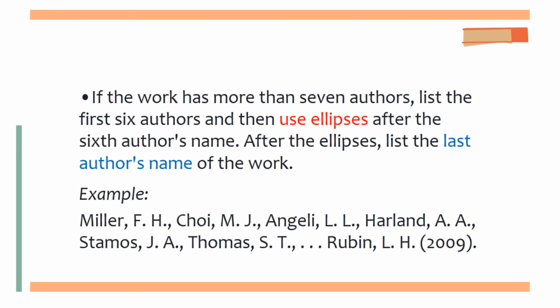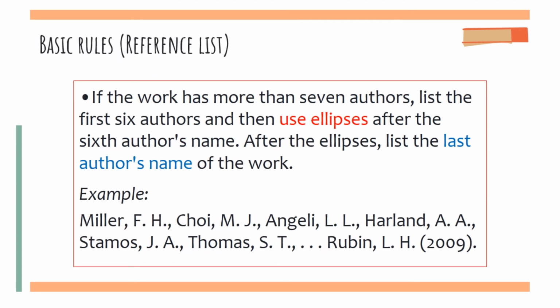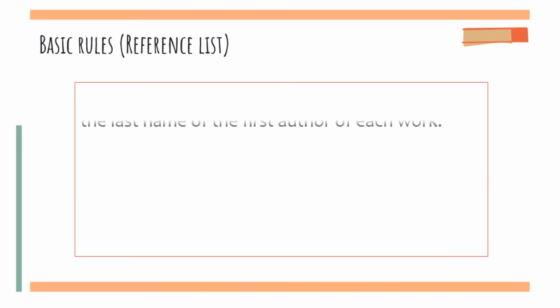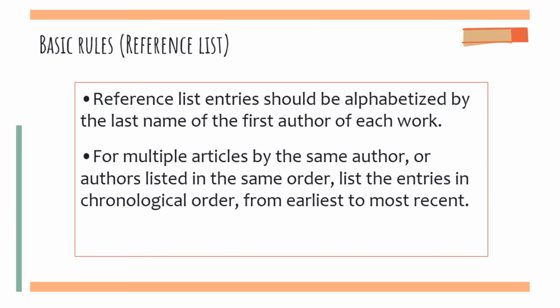If the work has more than 7 authors, list the first 6 authors and then use ellipses after the 6th author's name. After the ellipsis, list the last author's name of the work. Example: here is the ellipsis, and here is the last author's name. More basic rules. Reference list entries should be alphabetized by the last name of the first author of each work. For multiple articles by the same author or authors listed in the same order, list the entries in chronological order from the earliest to the most recent.